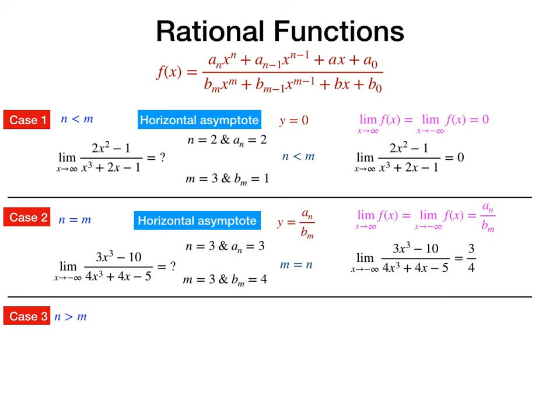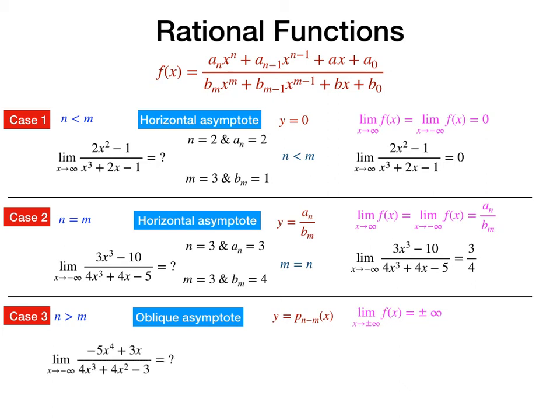Alright, how about when n is greater than m? In this case, we have oblique asymptotes. The function of this asymptote is a polynomial function with the degree of the difference between n and m. And in this case, we have infinite limits.